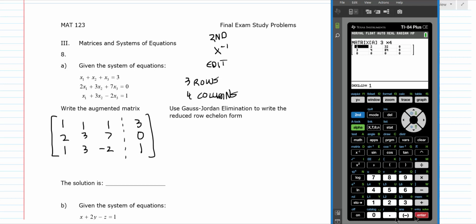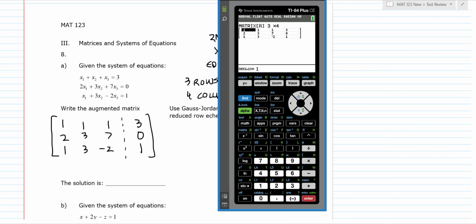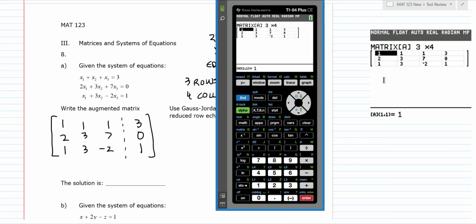That gives 1, 1, 1, 3. The next row is 2, 3, 7, 0. The third row is 1, 3, -2, and 1. So get your matrix put in like that. Then you want to start over again, so you quit to get to a clear screen.